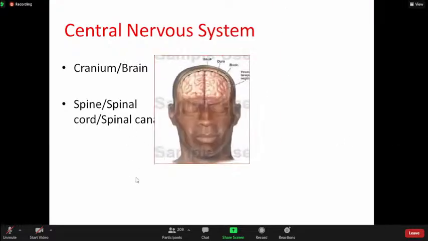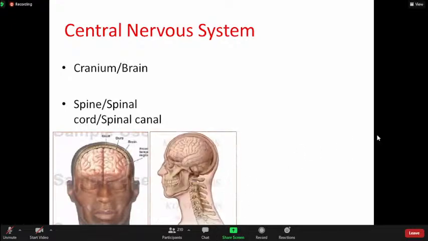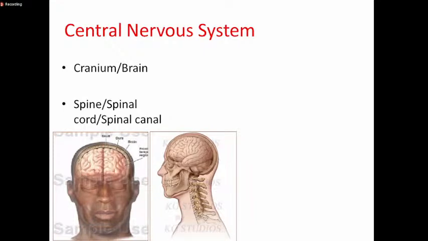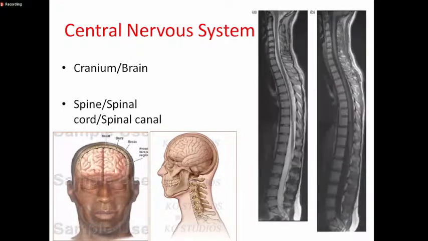When we image the central nervous system, especially the brain and the spinal cord, we have to also include the spine and the cranium, because disease of the cranium, disease of the structures around there will also affect the central nervous system. So we are talking about these two systems, the spine, the cranium and the brain.